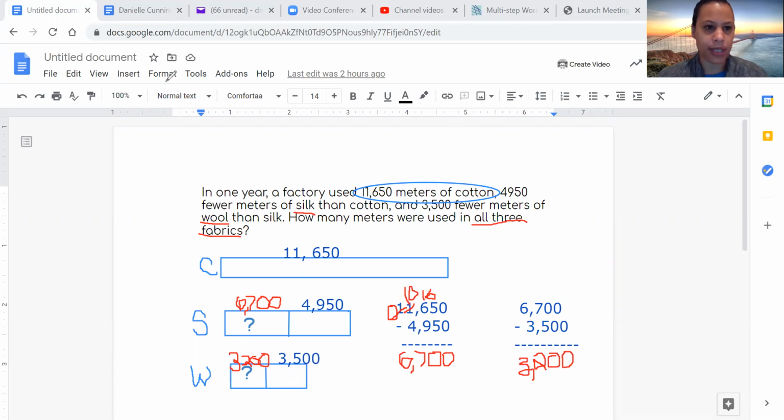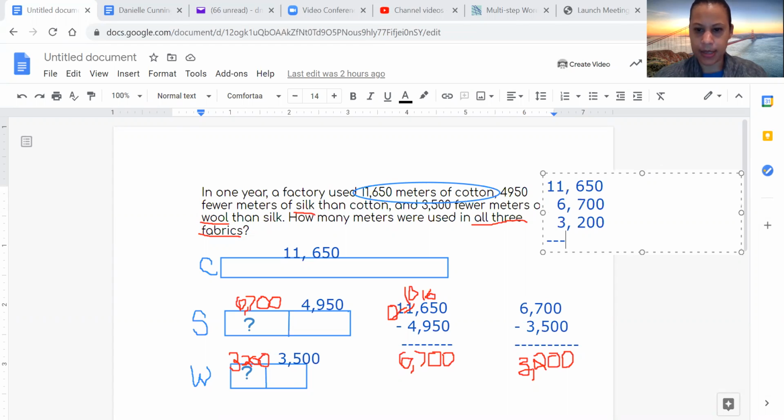So when we're adding them all together, we would go ahead and have that 11,650 plus 6,700 plus 3,200. Give you guys a few minutes to solve that. And we're going to add these together.